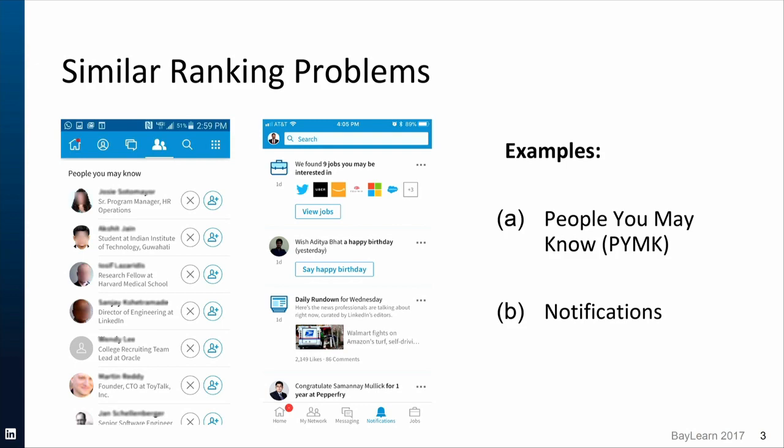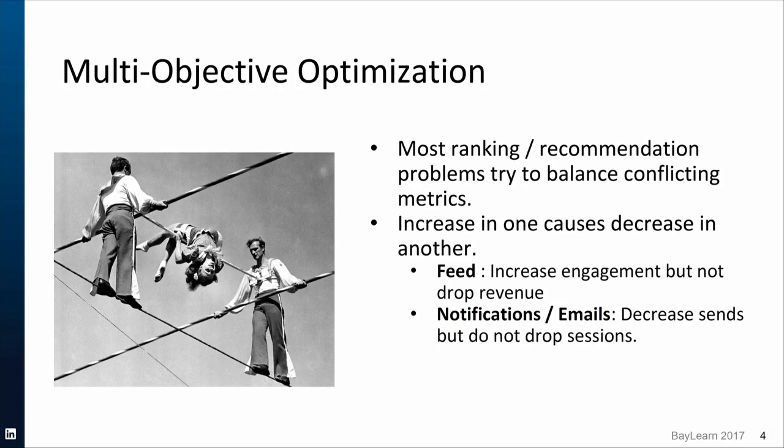So any kind of ranking problem actually tries to optimize over a range of multi-objective metrics. For example, if you consider the feed example, you would want to increase engagement by showing things which are very appropriate to the user, but at the same time, you would not want to drop revenue. So if you do not show too many ads, the revenue will drop. So how do you create this ranking system so that there is a delicate balance between these metrics? And the major problem that happens is that with these metrics, if one decreases, the other tries to increase, and so on and so forth.